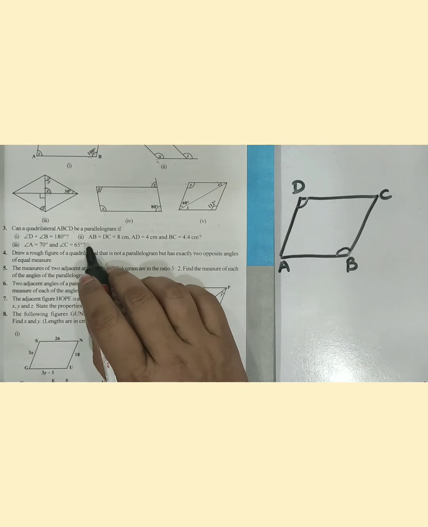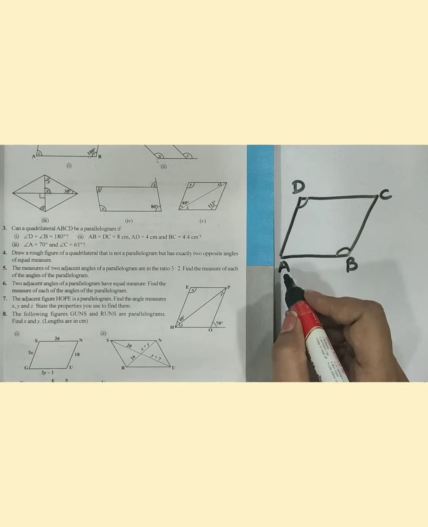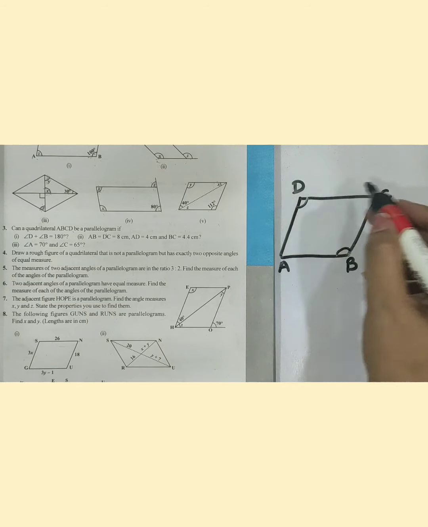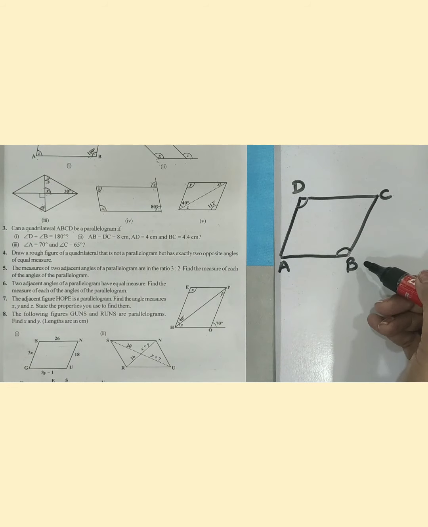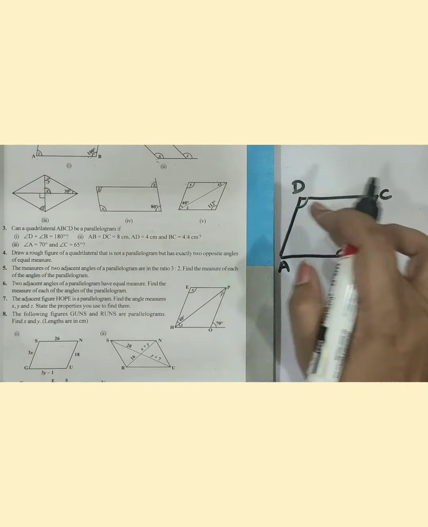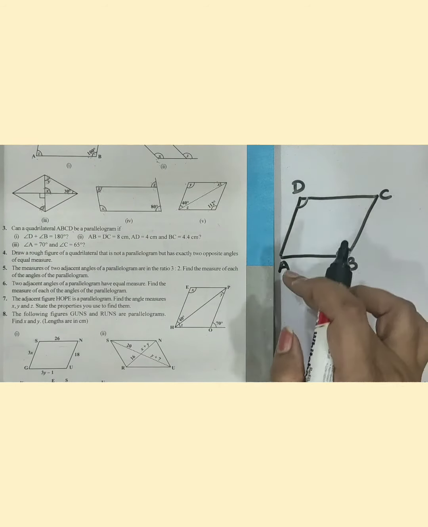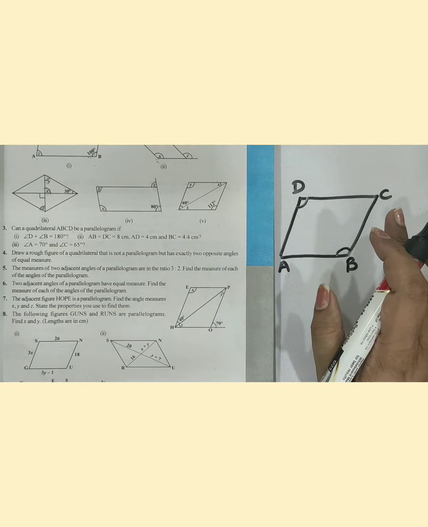Now part 2. AB is equal to DC is equal to 8 centimeter. Now my AB is 8 centimeter and DC is 8 centimeter. AD is 4 centimeter and BC is 4.4. Now these two opposite sides are equal, but these two opposite sides are not equal. AD is not equal to BC, so I cannot say that it can form a parallelogram.